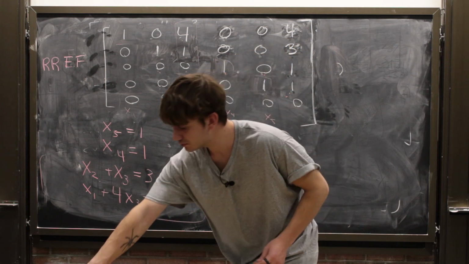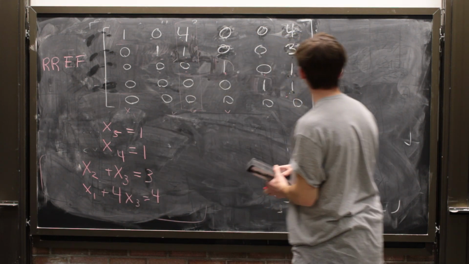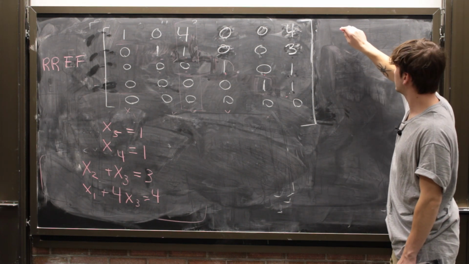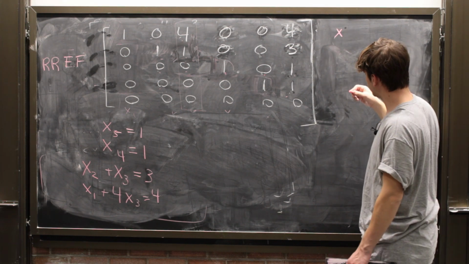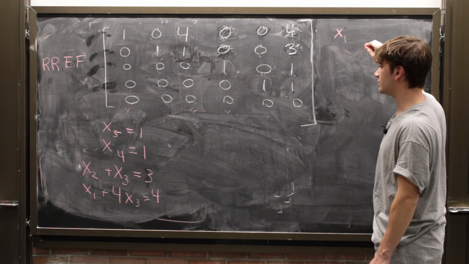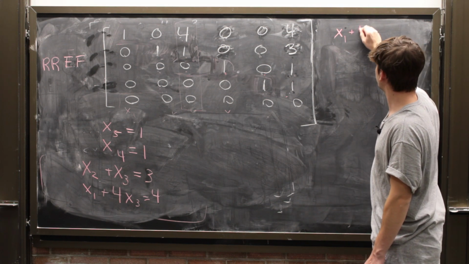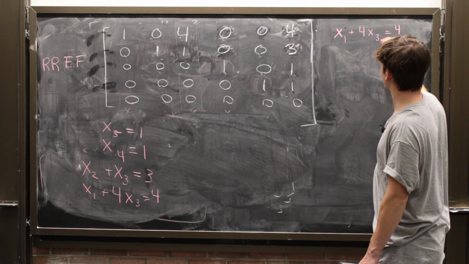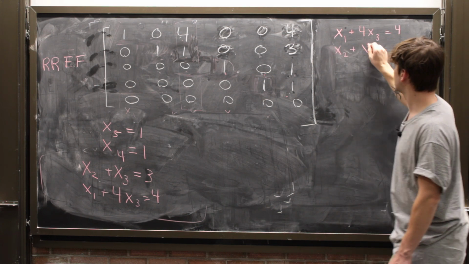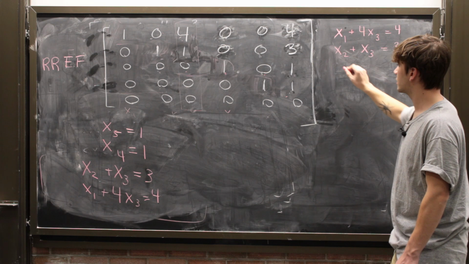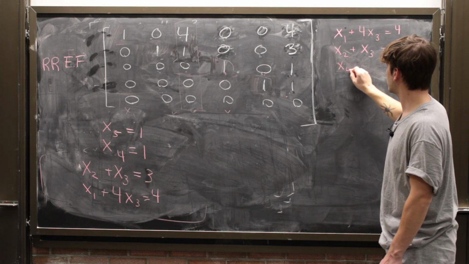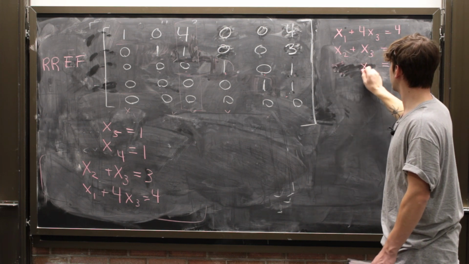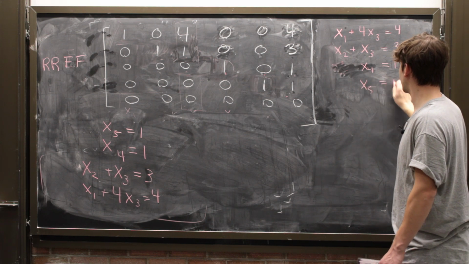So maybe leave the matrix up. I'll write it over here. Hopefully y'all can see my writing over here. So I'll write x1 plus 4x3 is equal to 4. x2 plus x3 is equal to 3. x4 is equal to 1, x5 is equal to 1.